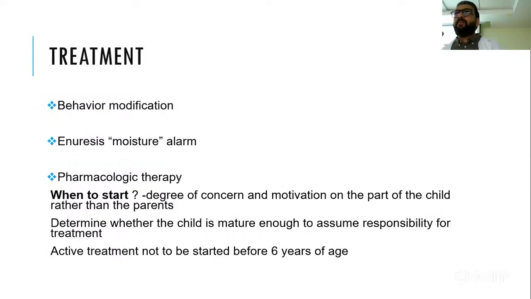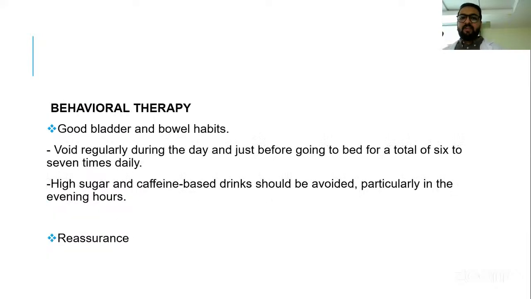The treatment can be behavior modification, alarm therapy, or pharmacological therapy. It is started when there is concern and motivation on the part of the child rather than the parents. And active treatment should not be started before 6 years of age. In behavioral therapy, we promote good bowel and bladder habits and we provide reassurance.